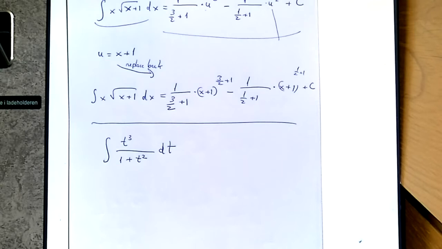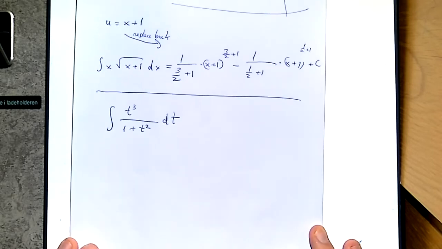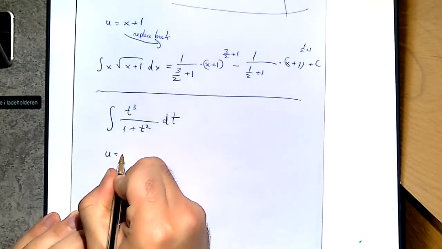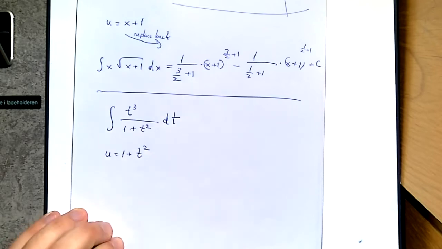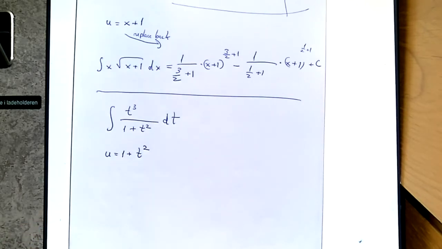Another kind of rule, in quotation marks, is: fractions bad. Limits of fractions when using L'Hopital, good, because you can apply L'Hopital. Computing integrals of fractions, not good, especially ugly fractions. So the idea is to replace the ugly fraction underneath with something that's easier. So this is where the idea comes into play. Let's just say u is equal to 1 plus t squared.